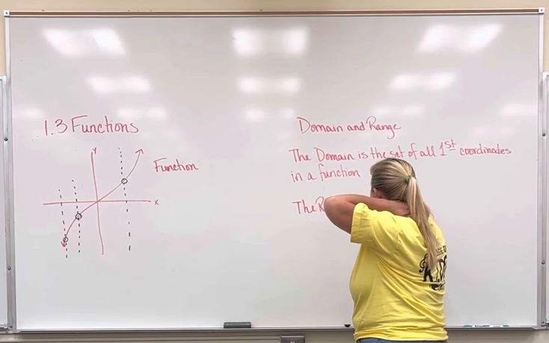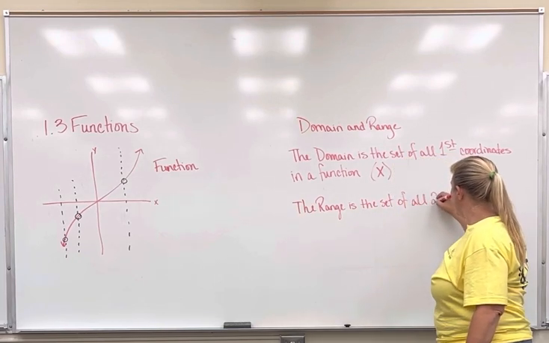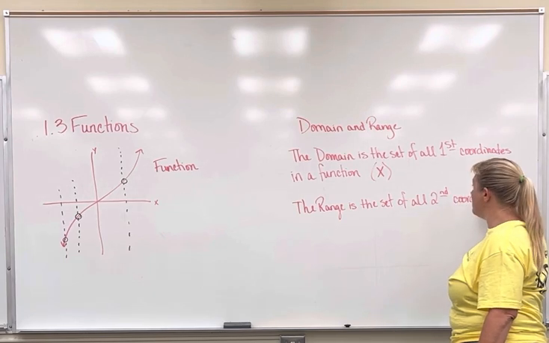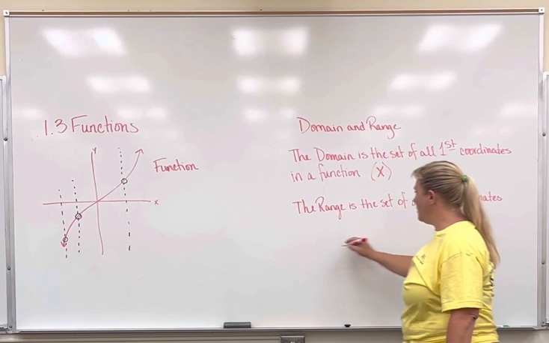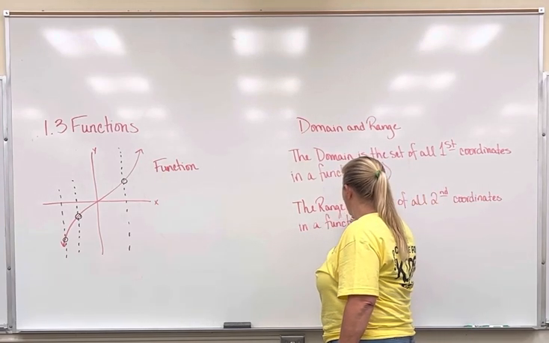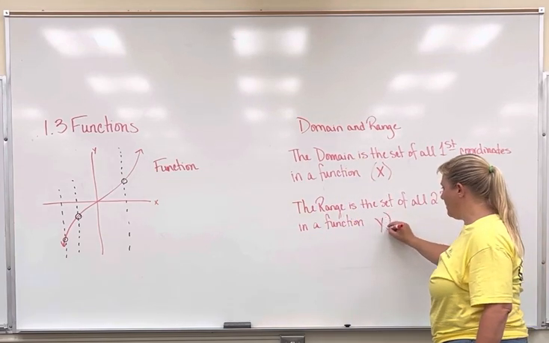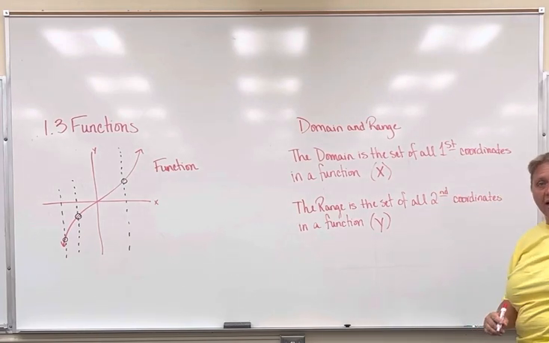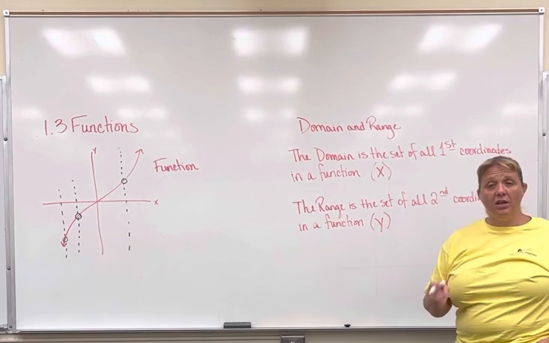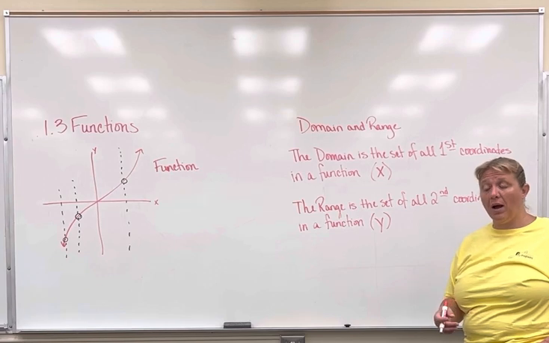is the set of all second coordinates in a function. And for us, normally the second coordinate is the y value. So normally that looks like x, y there. Okay, so the domain is all of the x values that you can use in a function, and the range is all of the y values, the answers that will pop out.